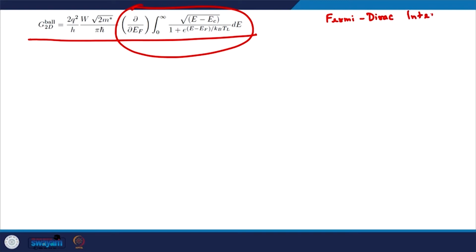Fermi-Dirac integrals. Because these kinds of integrals appear quite often in solid state physics, especially in ballistic transport and in the calculations of the conductance, or even in the calculations of the IV characteristics at room temperature. Similar kinds of integrations appear there.